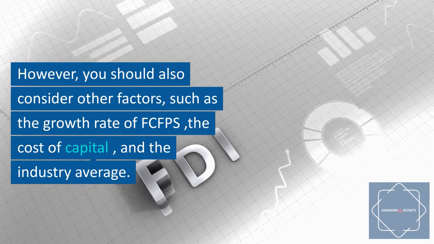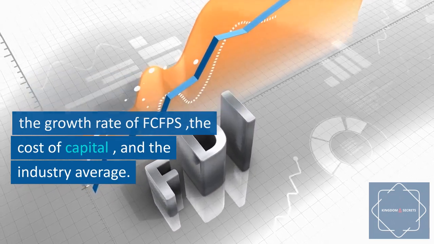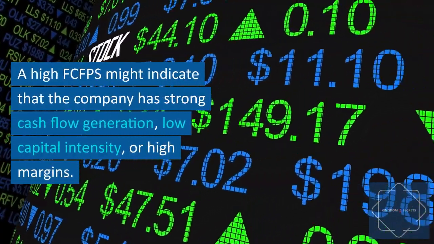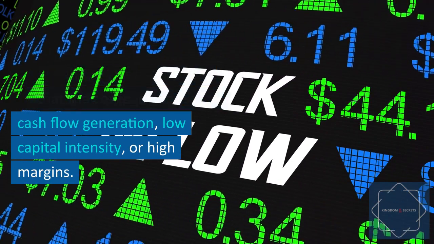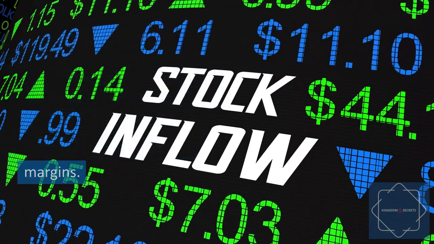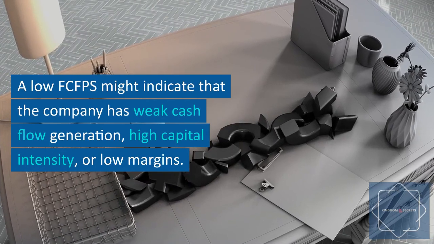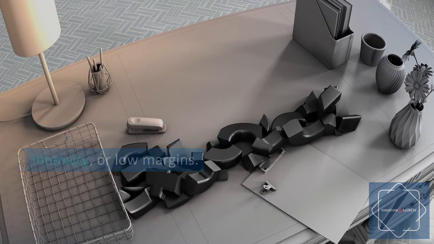However, you should also consider other factors, such as the growth rate of FCFPS, the cost of capital, and the industry average. A high FCFPS might indicate that the company has strong cash flow generation, low capital intensity, or high margins. A low FCFPS might indicate that the company has weak cash flow generation, high capital intensity, or low margins.